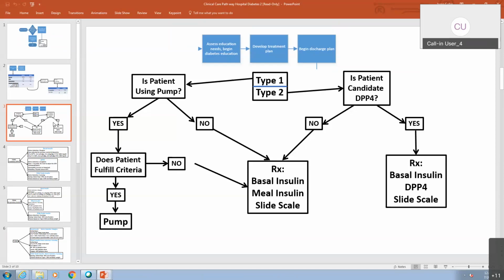Sulfonylureas also, they are not used. They cause hypoglycemia too much. So pretty much you have two things that you need to learn for the hospital management. One of them, DPP-4s. What is the management of DPP-4s? What do you know about dosing on these guys?